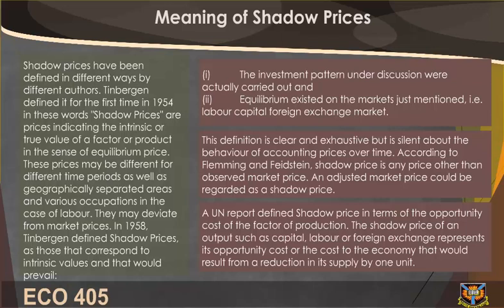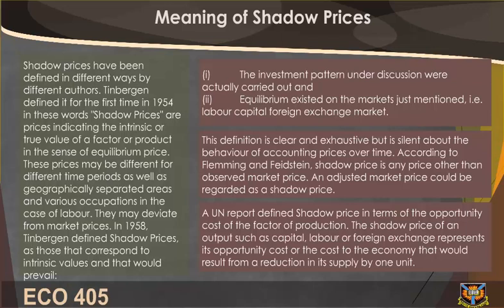In 1958, Tinbergen defined shadow prices as those that correspond to intrinsic values and that would prevail: 1. if the investment pattern under discussion were actually carried out, and 2. if equilibrium existed on the markets just mentioned, that is, labor, capital, and foreign exchange market. This definition is clear and exhaustive, but is silent about the behavior of accounting prices over time.